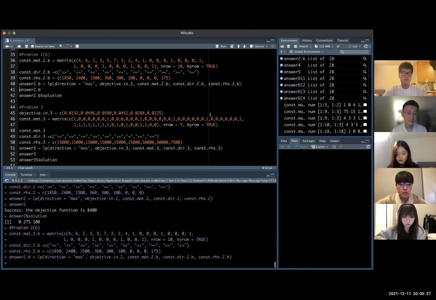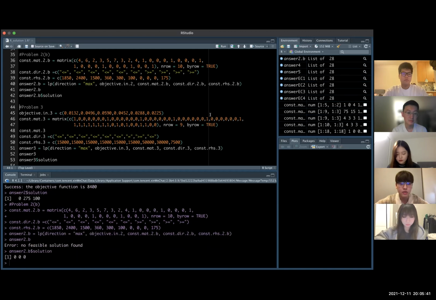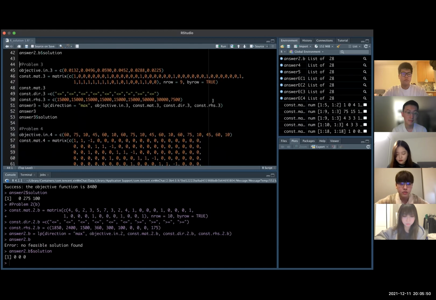Then we create the answer to b, use LP function as direction choose to maximize, and put in all the data mentioned before. At last, we run the answer to b and the solution of answer to b. It is infeasible. And here comes question 3.